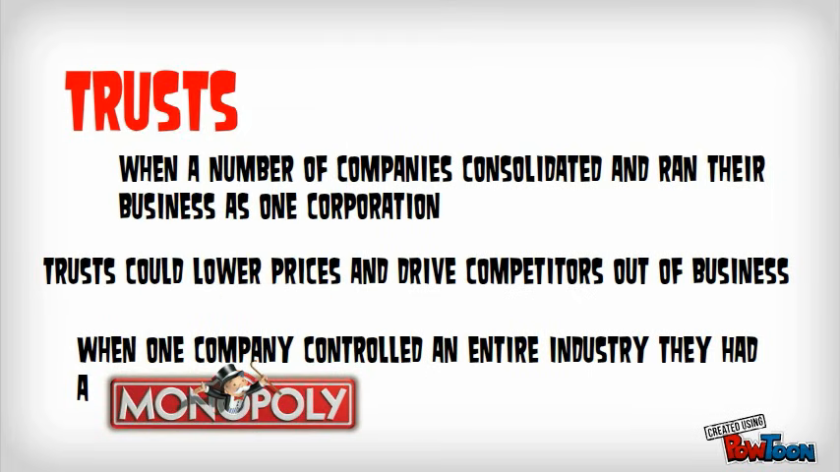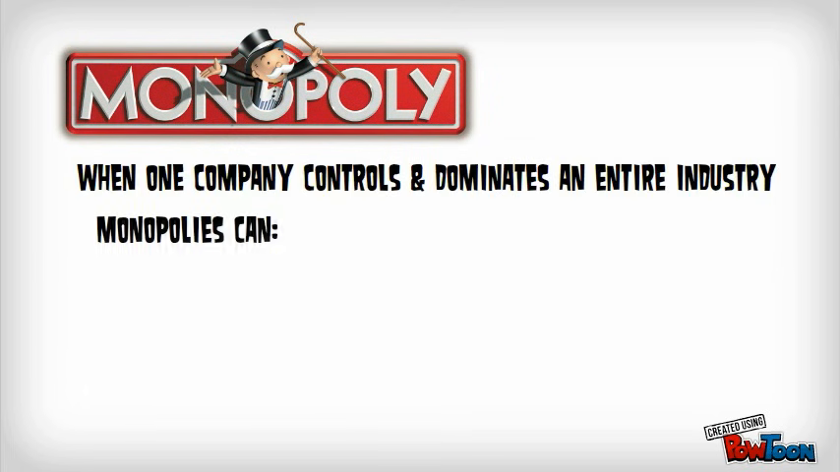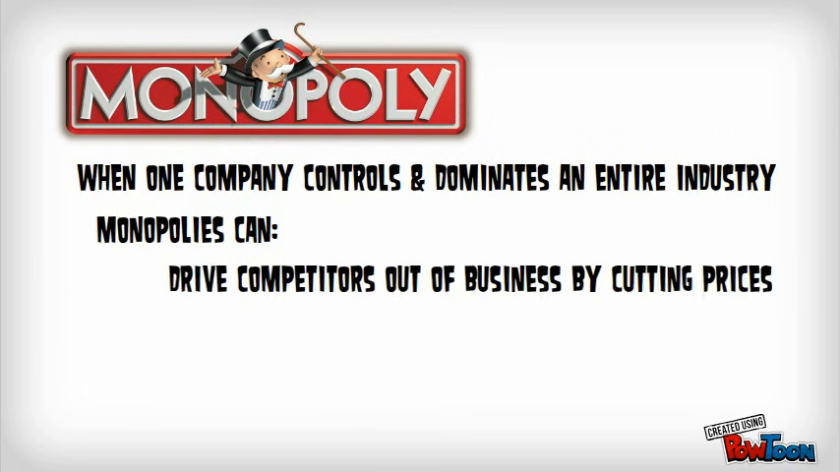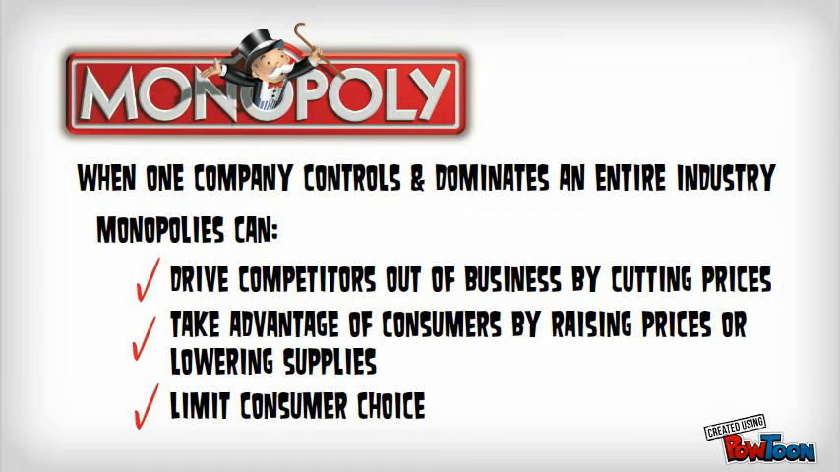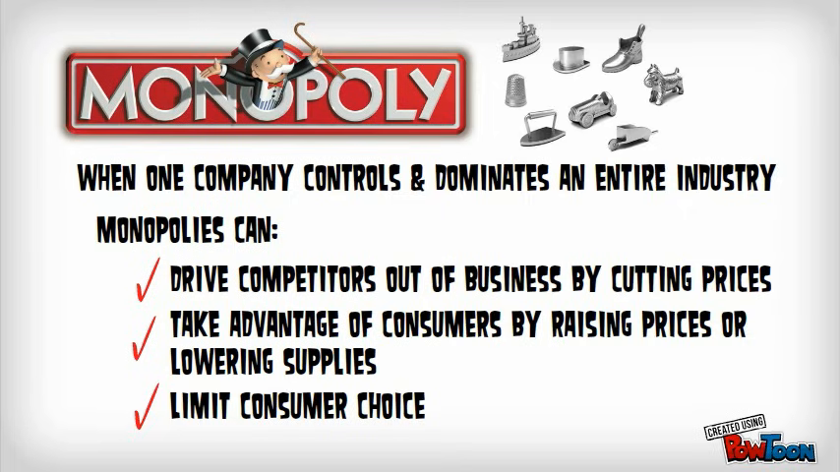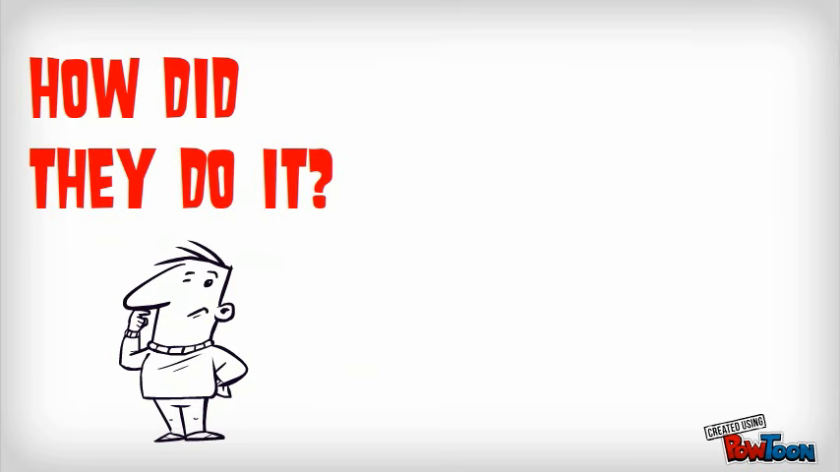Monopoly occurs when one business dominates and controls an entire industry. When you play the game, the objective is to own all the property on the board, and then everyone has to pay you. Because of the size of your company, you can slash your prices and force your competitors to go out of business. Once you control the industry, you can then raise prices or lower supply in order to force the customer to pay whatever you want because they have no other options. So how do you create a monopoly?